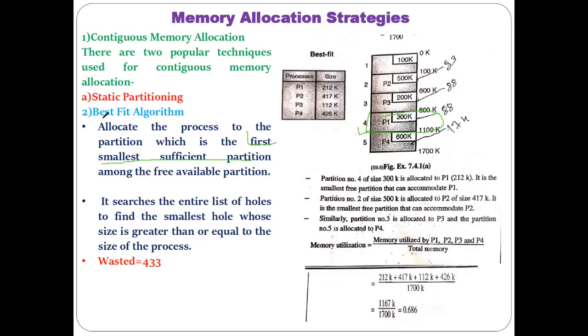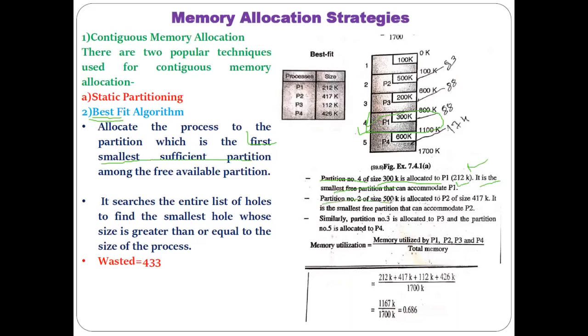Understood? So that is the best fit. Partition number 4 of size 300K is allocated to P1, which is 212K. It is the smallest free partition that can accommodate P1. That is the reason P1 gets accommodated into partition 4.